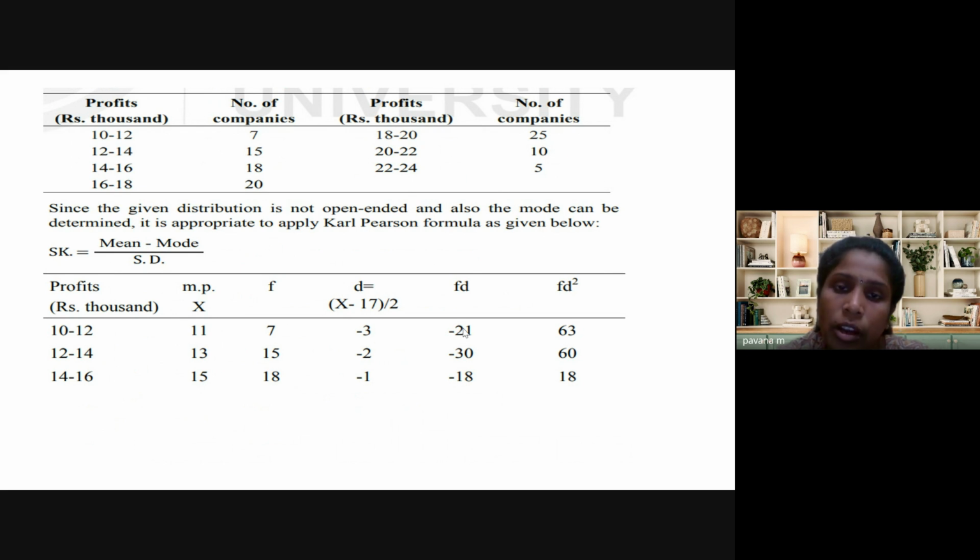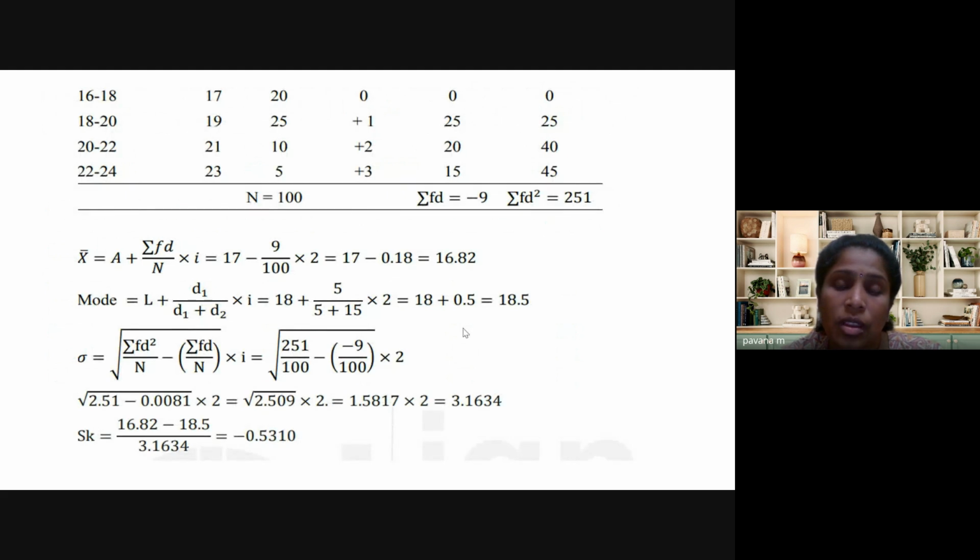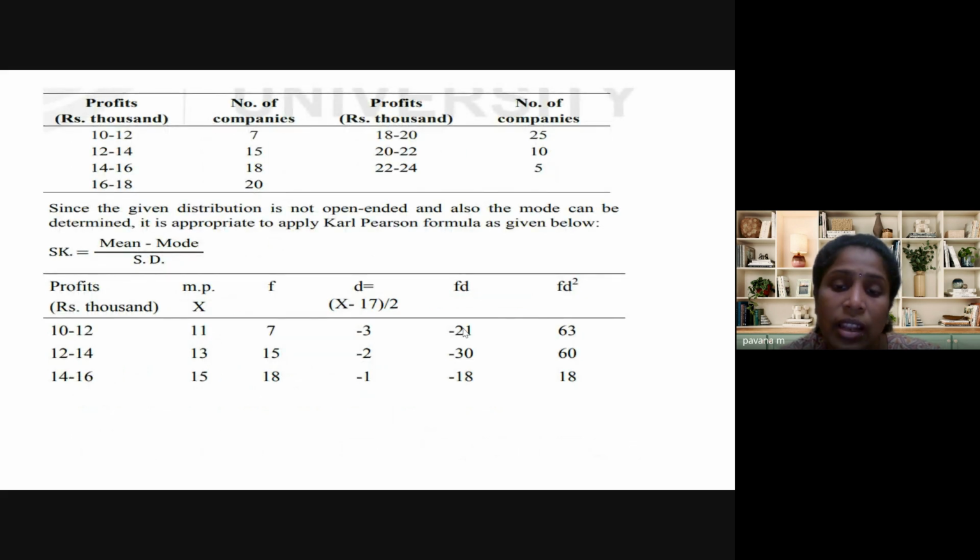Why we have to calculate all these values is because we have to calculate the mean value and mode value. So we know the procedure for calculating mean and mode. For the mean, the formula is a plus sigma fd by n into I. So here we have to mention the sigma fd value. That's why we are calculating fd and fd square. In another column we have to calculate f into d square.